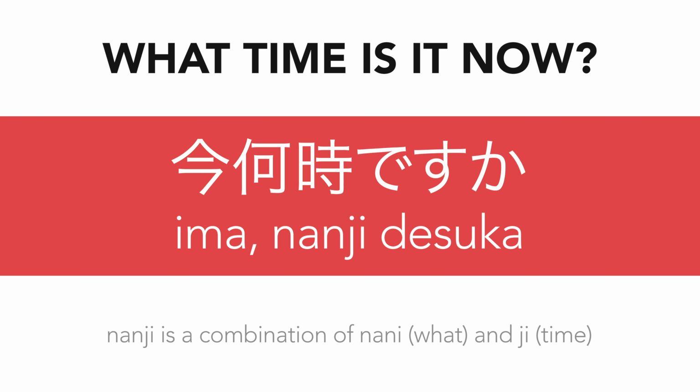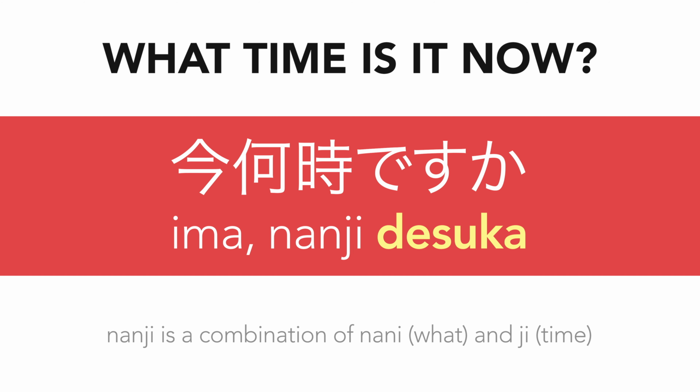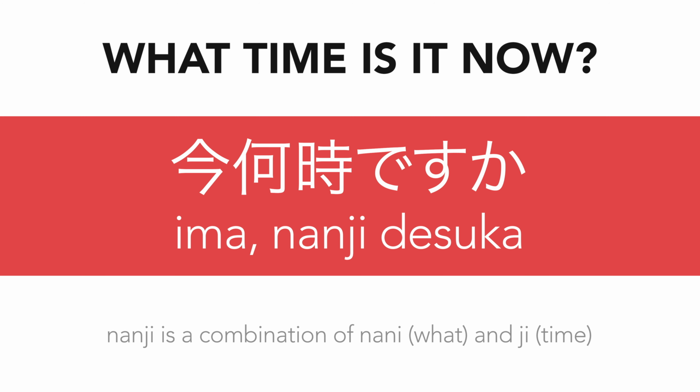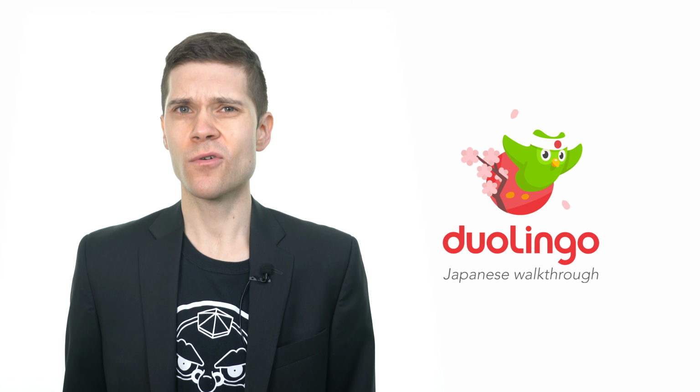Okay, let's now look at this phrase again in a more relaxed example. Ima nanji desu ka? Ima meaning now. Nanji is a combination of nani meaning what and ji meaning time. In this phrase, these two terms merge together, which is called conjugation. More on that later. Then we end our statement with the desu sentence ender in question form, resulting in, once again, Ima nanji desu ka? What time is it?